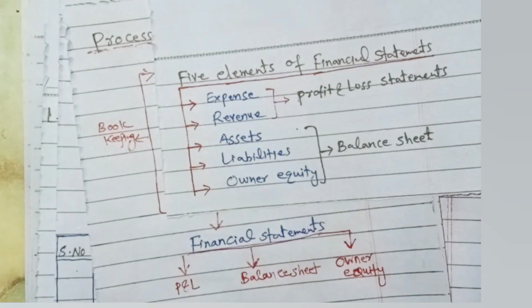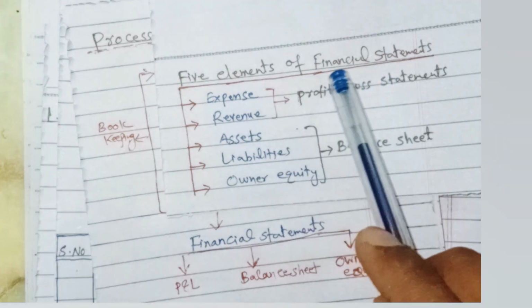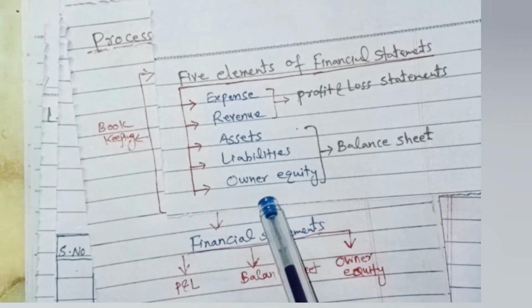Okay, now I am going to explain the last part of the 5 elements of financial statement, which is owner equity. What is the owner equity? Amount invested in business by owner. It means any amount invested by owner in business is called owner equity. I am going to give you the example of owner equity.